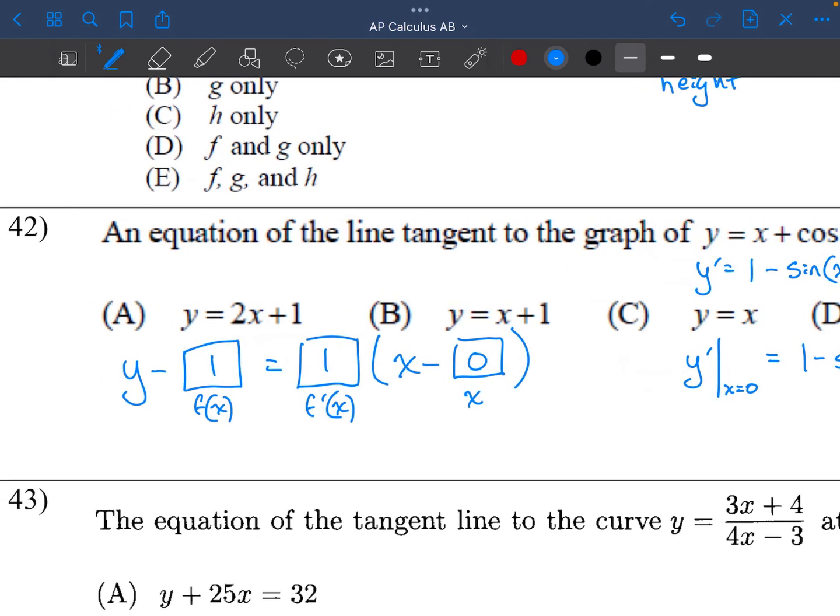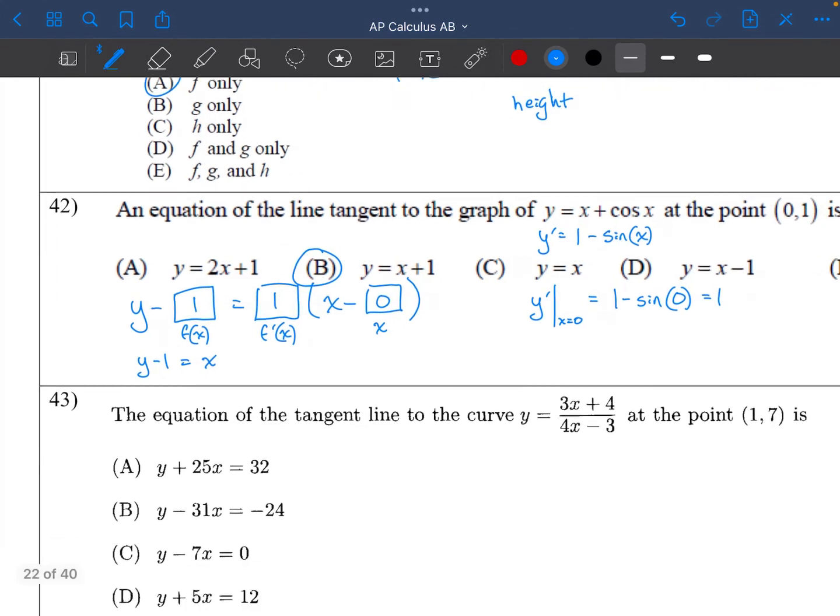And then I can simplify this a little bit. So this is going to be y minus 1 is equal to x. And I can add 1 to both sides to get y is equal to x plus 1. And the correct answer here is B. Moving on to number 43.